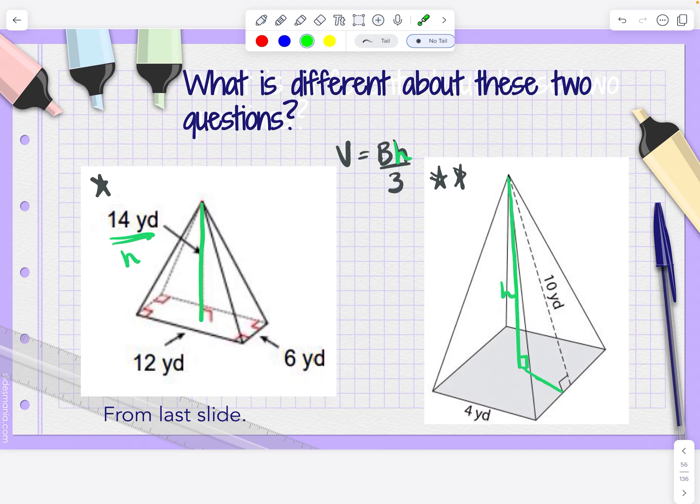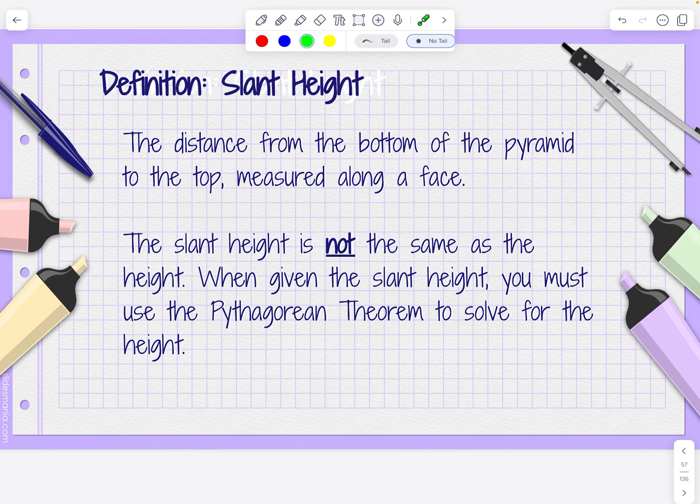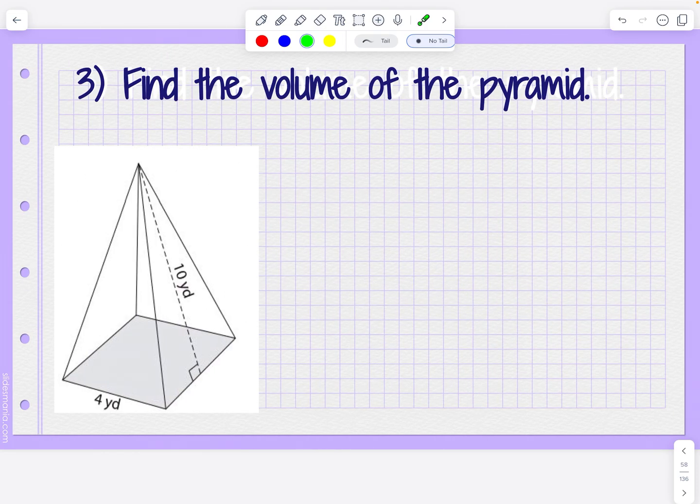I'm going to have to calculate the height. But we know how to do that, right? So even though it's 2-star, everyone can do this. So let's go ahead and find the volume of this pyramid. The volume of a pyramid is going to be area of the base times height divided by 3.